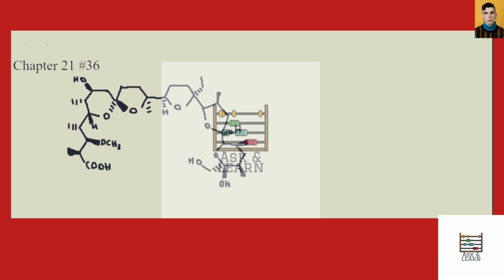This is the answer to Chapter 21, problem number 36 from the Smith Organic Chemistry textbook. This problem asks us to look at two fairly complex molecules and just to identify the acetals, hemiacetals, and ethers in each of these molecules.